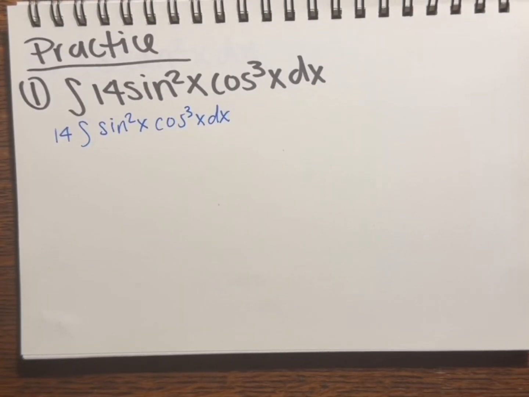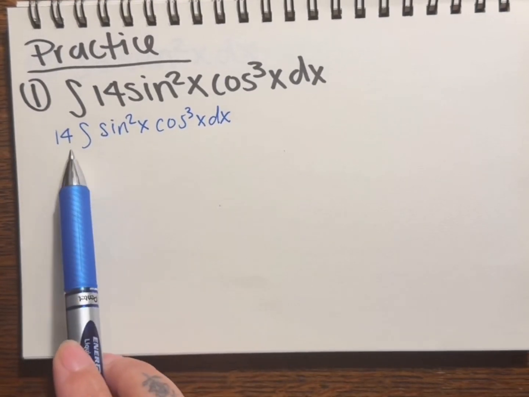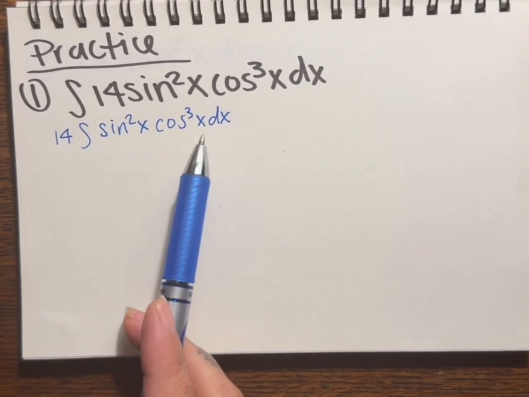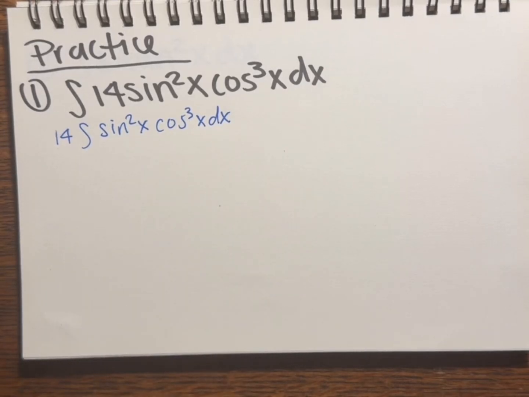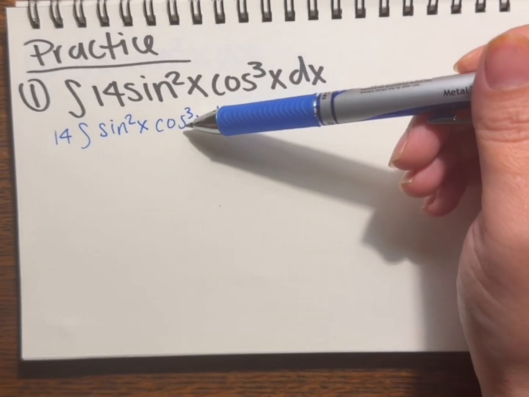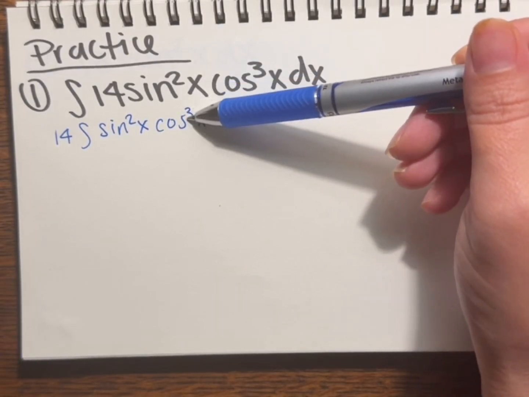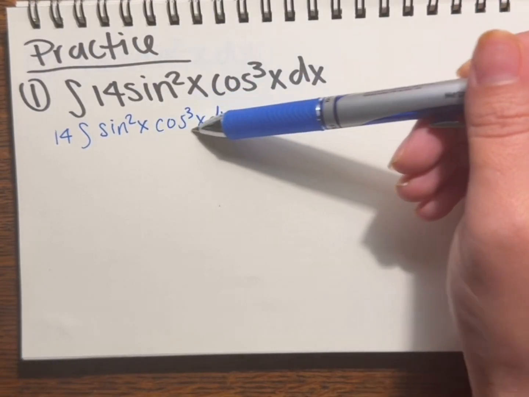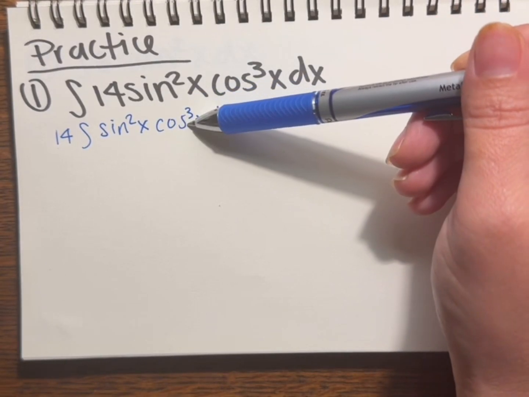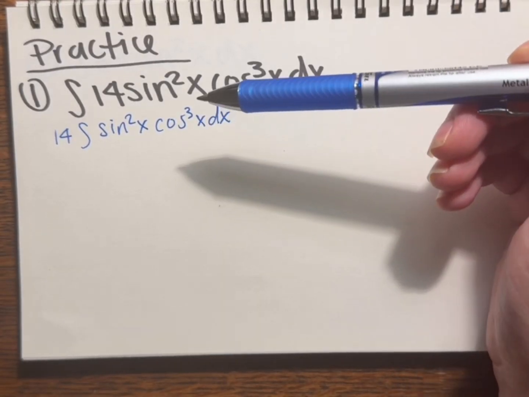Okay, so let's start with an example. I already started this one just by moving the coefficient to the front of the integral. And we're left with the integral of sine squared x times cosine cubed x. And the idea here is when you have either cosine or sine raised to an odd power, you're going to break it down so that you have one multiple of this multiplied by that same trig function raised to the remaining power.